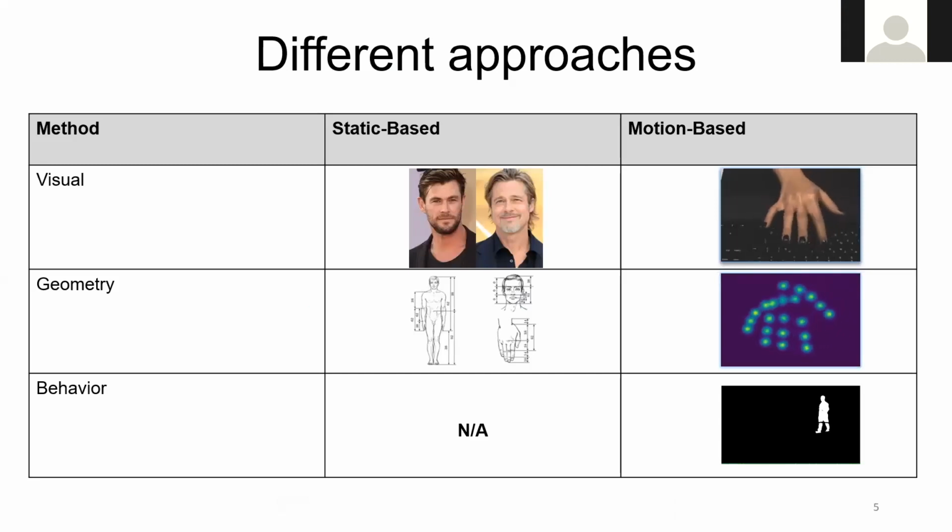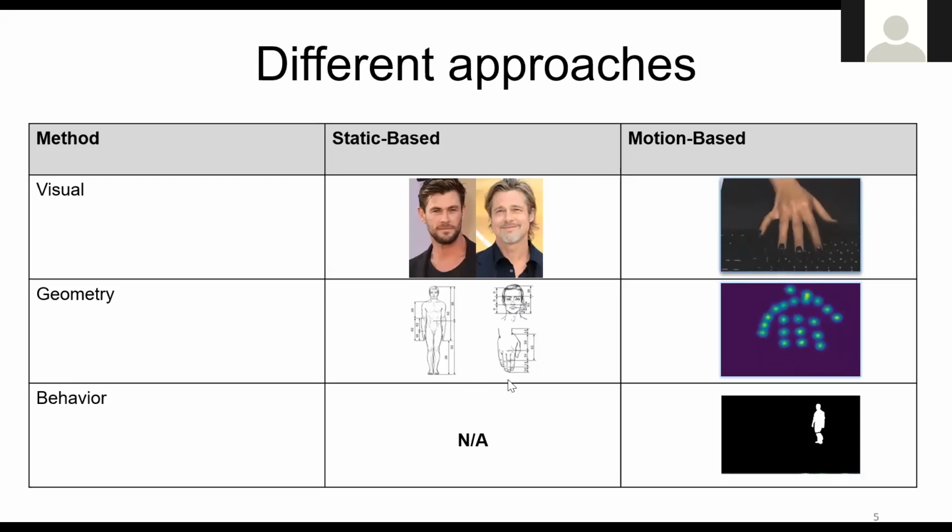We can identify a user by his characteristics in three different ways. First, visual, an image, which is static-based, or a video, which contains motion information. Second, geometry, which means measurement of different body parts. Last, behavior, which means the analysis of the manner in which a person does something, and therefore this approach is motion-based only.